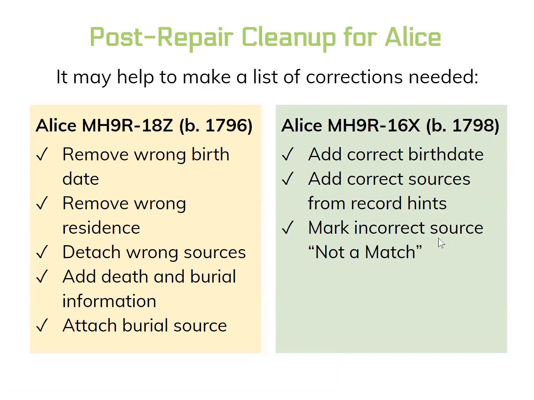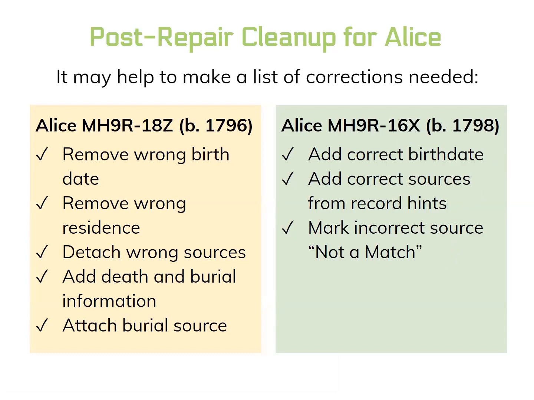When I tried to do that in preparation for this webinar, I found that FamilySearch was still suggesting an incorrect source in the record hints. So I want to mark that one not a match, so that will reduce the likelihood of bad merges in the future.